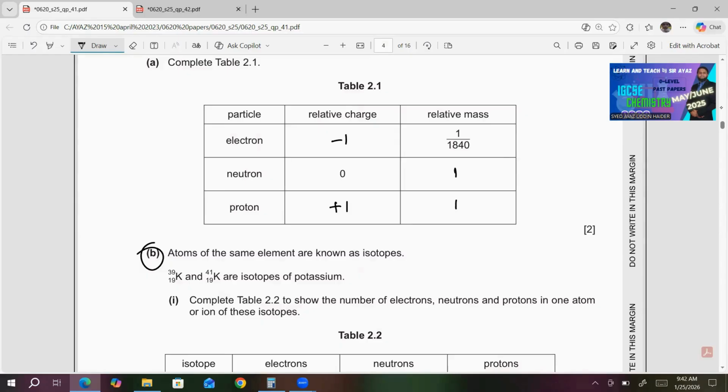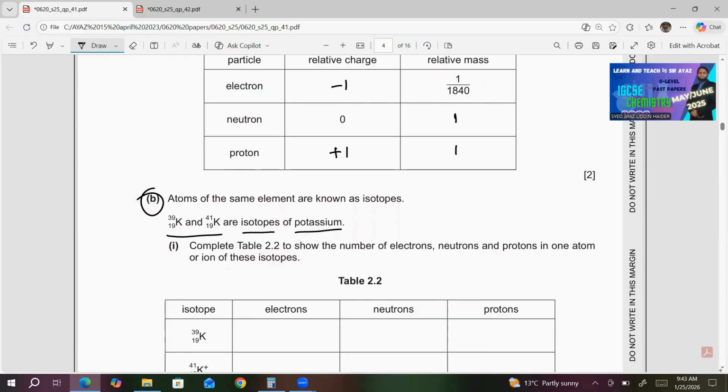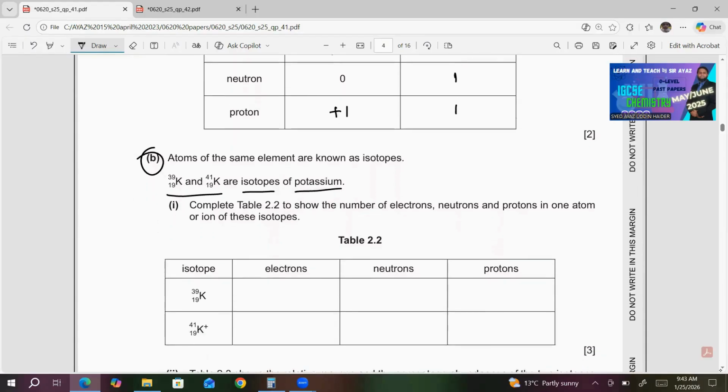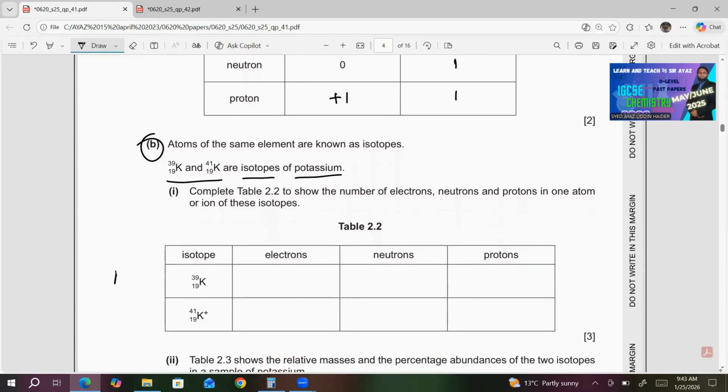B. Atoms of the same element are known as isotopes. So, we have isotopes of potassium. Complete table 2.2 to show the number of electrons, neutrons, and protons in one atom or ion of these isotopes. Now, this one is an atom. This one is a cation. Cation means positive ion. Positive ions are produced when electrons are lost.